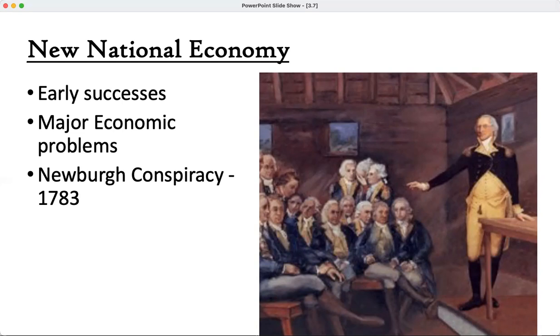Washington makes an emotional address to the officers in Newburgh. That's where he meets them. And he says, please, support Congress. This is what we fought for. This is what we died for: a system of government that represents the people.